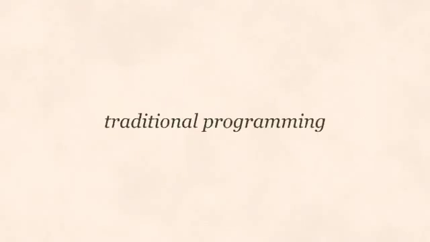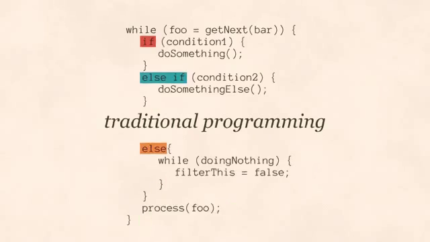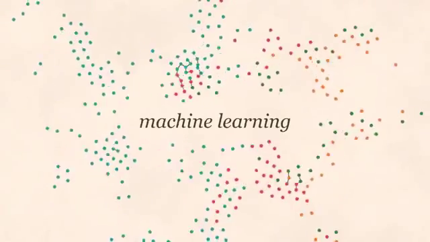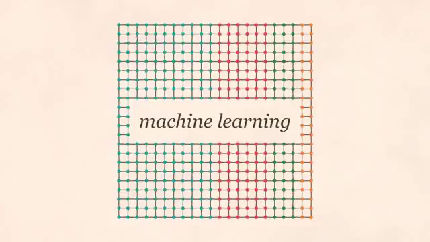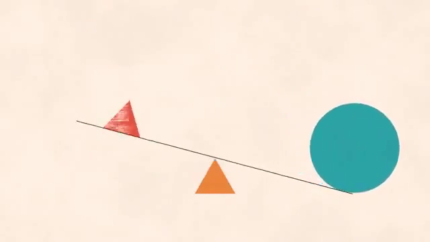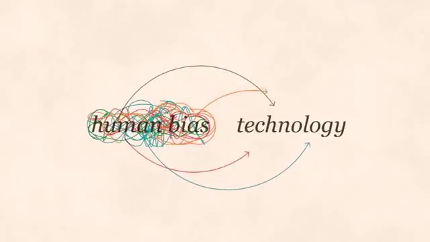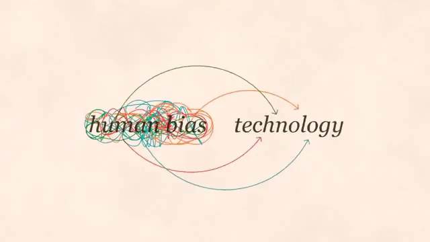With traditional programming, people hand-code the solution to a problem, step by step. With machine learning, computers learn the solution by finding patterns in data. So it's easy to think there's no human bias in that. But just because something is based on data doesn't automatically make it neutral. Even with good intentions, it's impossible to separate ourselves from our own human biases. So our human biases become part of the technology we create in many different ways.